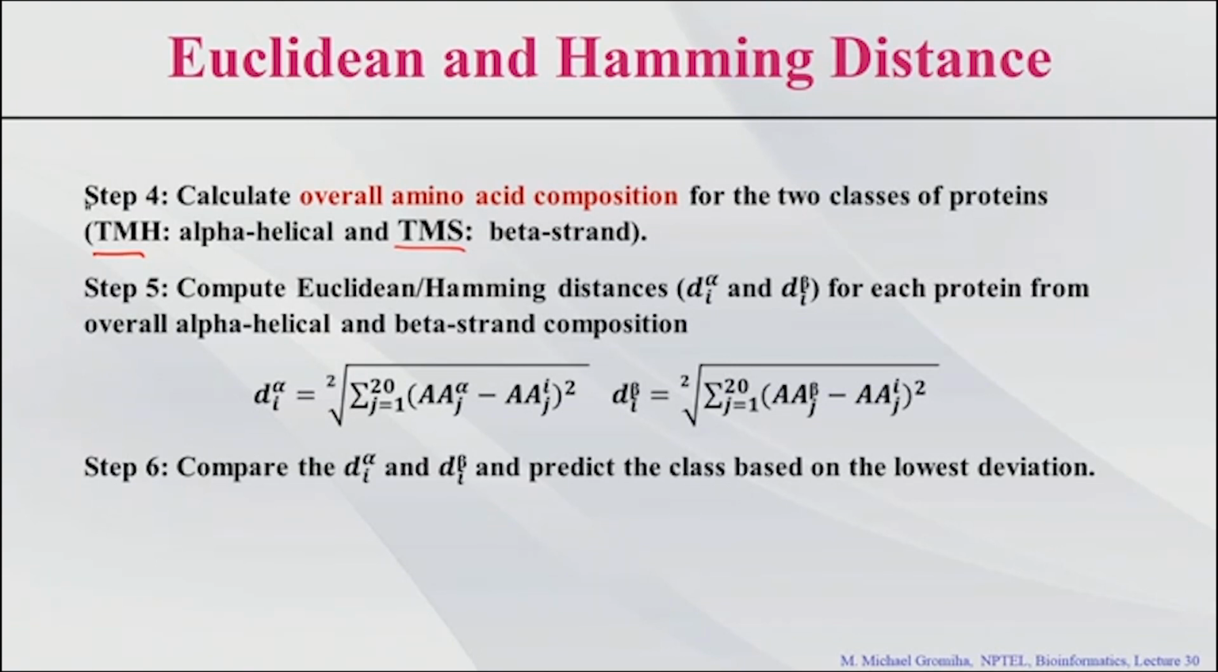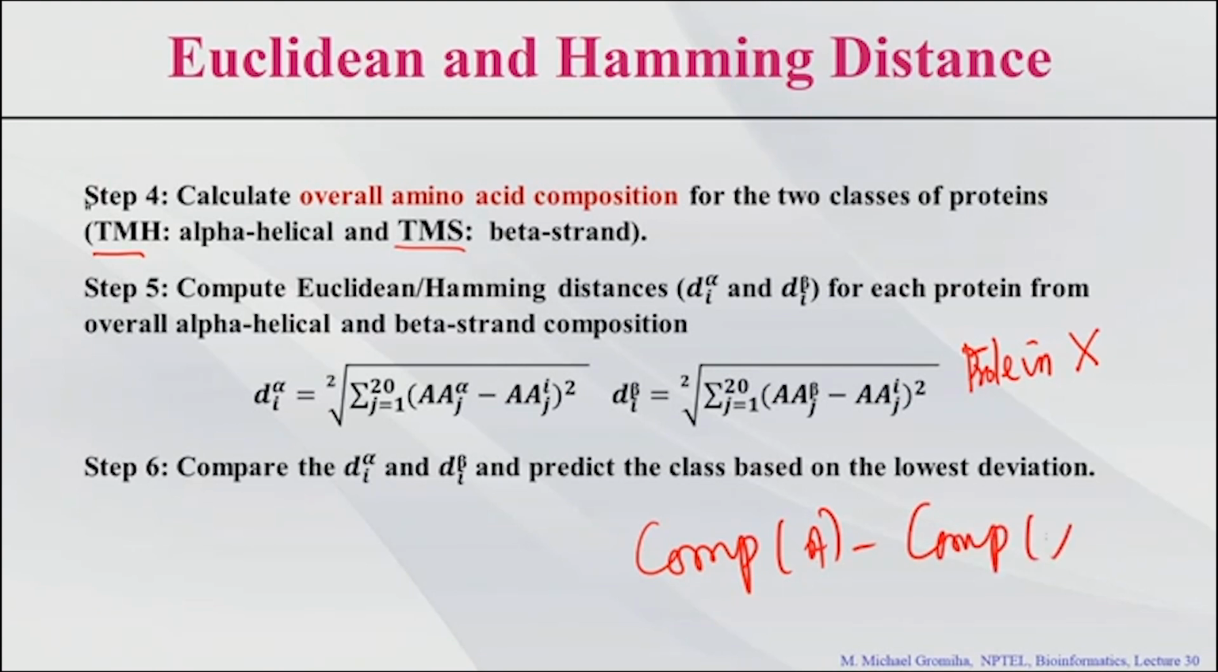Once you have this composition, take a new protein, protein X, and calculate the deviation. You can use either the Euclidean distance or the Hamming distance. So, what is the Hamming distance? How to calculate it? It is the difference: composition of A minus composition of X, summed over I equal to 1 to 20.